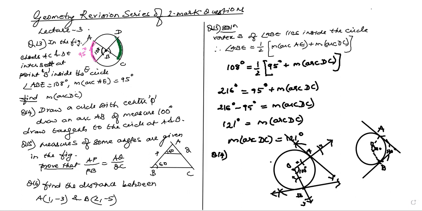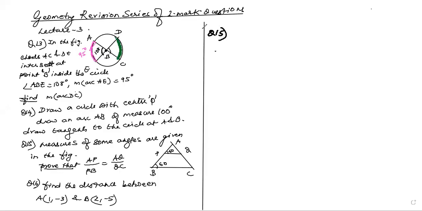Now we go to the next sum, children. Question number 15, children. Measures of some angles are given in the figure. You can look at the figure. Angle APQ is 60 given, angle ABC is 60 given. And they want you to prove that AP upon PB equals AQ upon QC. So simple, children. I would like people to pay attention here and be careful here. See here, I draw this angle.